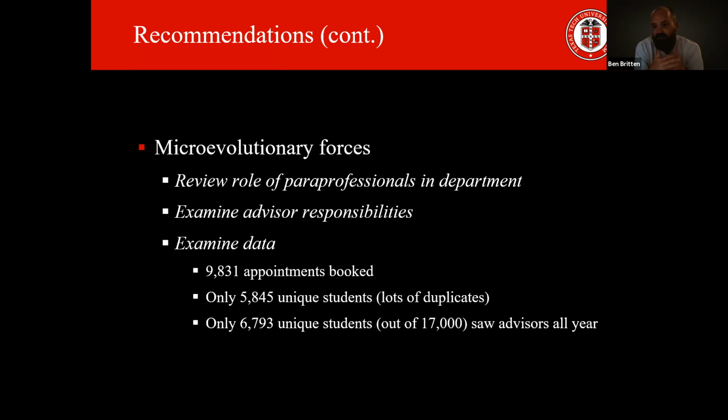So if we're examining the data from the macroevolutionary perspective, there were 9,800 appointments booked for advisors. So appointments can be multiple things, not just ed plans, as you'll see. But only 5,800 of those bookings were unique students. So we had a lot of duplicates there. And then if we look at how many students actually saw advisors, whether that be in a walk-in or an appointment, only 6,700, close to 6,800 out of 17,000. That's about a third. So looks like those numbers that national people gave us were about right.